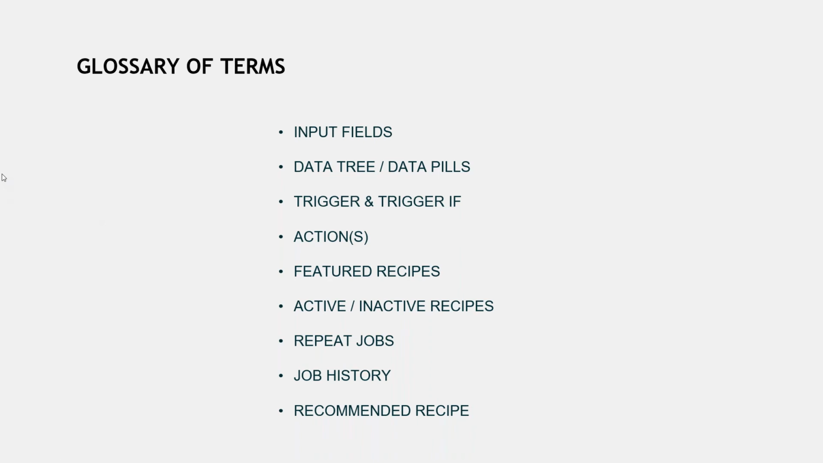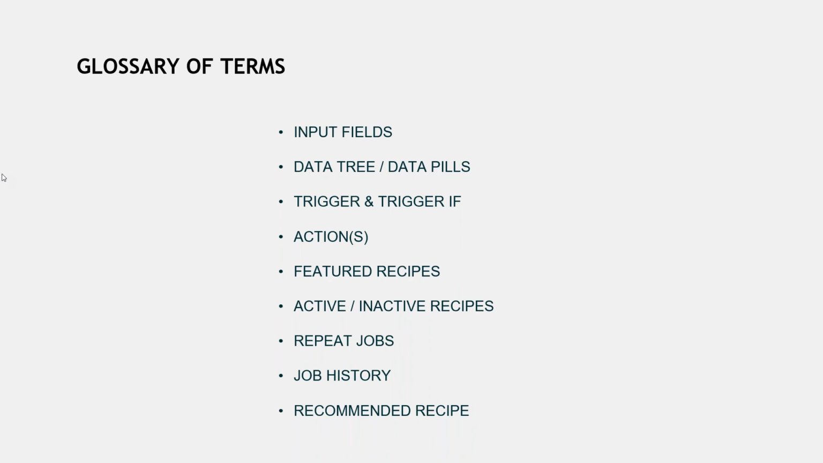And trigger and trigger if. Each recipe has only one trigger, which tells the system when to start a recipe. You can filter jobs with conditions. Then we have actions. Actions describe the linear sequence of work your recipe performs when it is triggered. There are four types of actions, as we discussed: action, conditional, nested action, conditional action, repeat action, and conditional stop. Featured recipes are high quality recipes that are widely used by the Workato community.